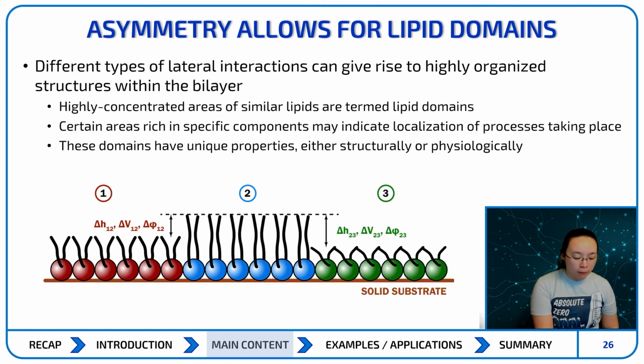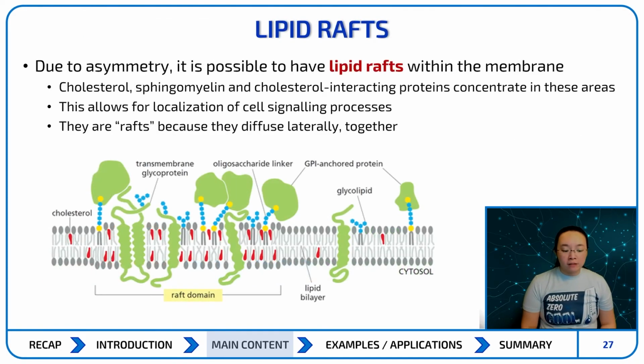It means that my red lipids are all grouped together, my blue lipids are all grouped together, and they form their own domain of lipids. That means they're going to exhibit certain properties, and maybe they're going to attract certain proteins to bind to them. So areas that are rich in specific lipids may indicate a localization of certain processes that take place. Because, for example, if you have a highly electronegative region in the blue area over here, maybe a protein binds to it. So then, understanding that, we move on to something called lipid rafts.